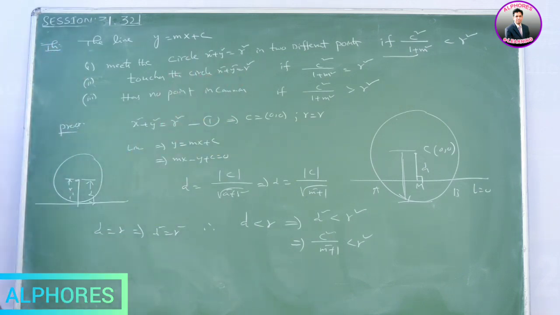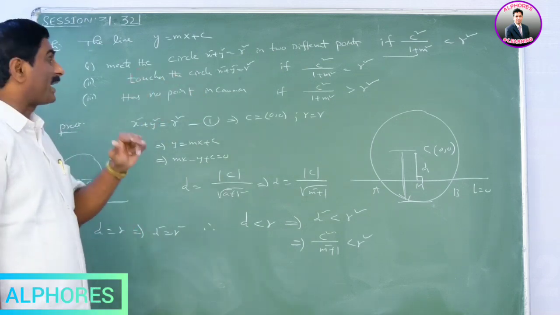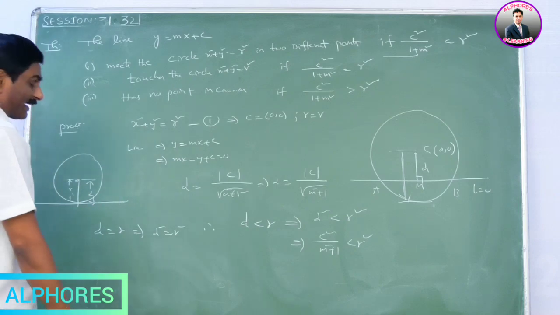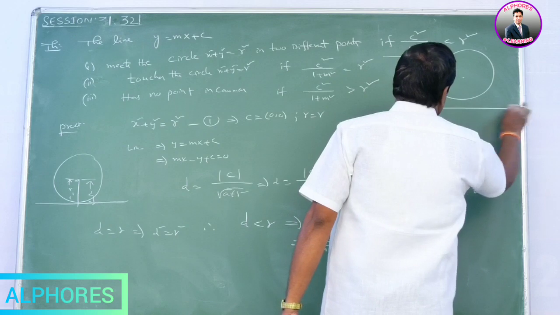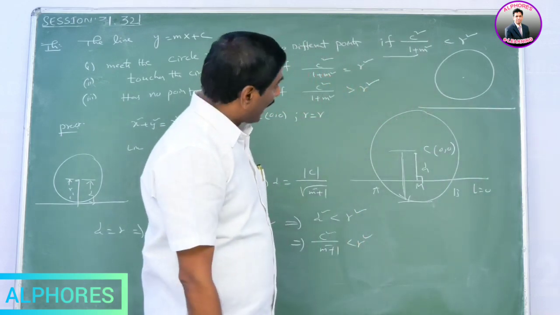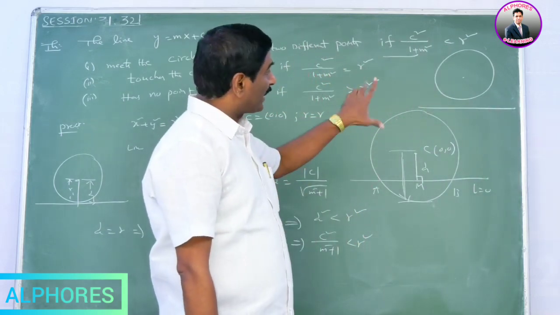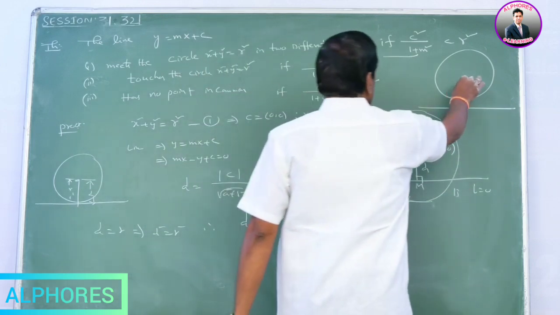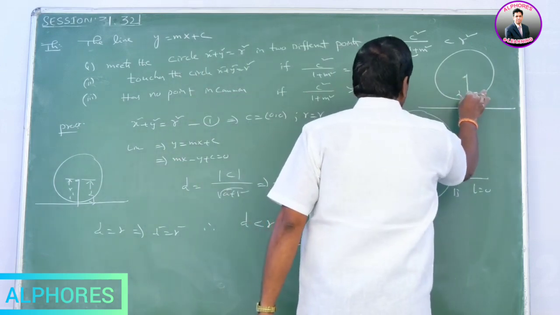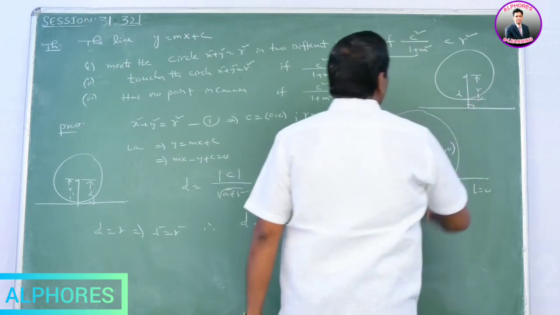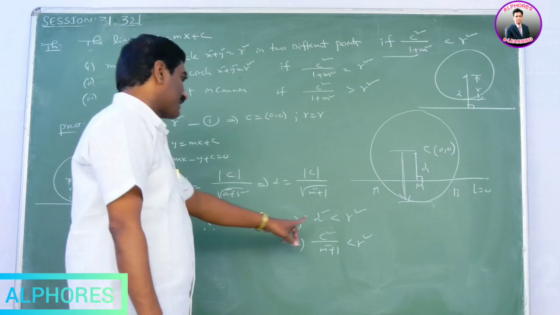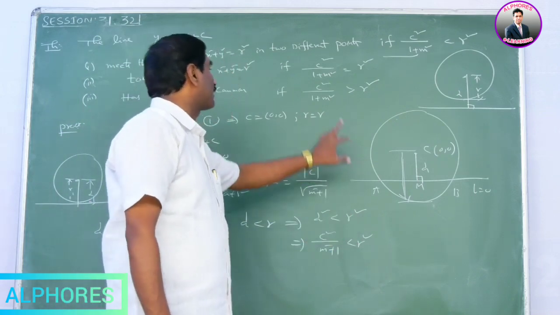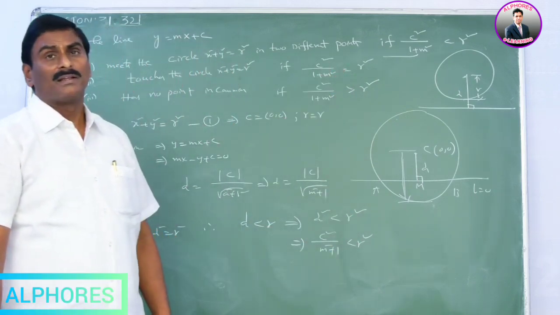Next, third one. If the line neither touches nor intersects, that means no point is common. The line neither touches nor intersects the circle. Here the perpendicular distance from the center to this line is d and the radius is this value. Clearly d is greater than r. In this case d greater than r, that means d square greater than r square, so c square by m square plus 1 is greater than r square. Okay, this is the proof.